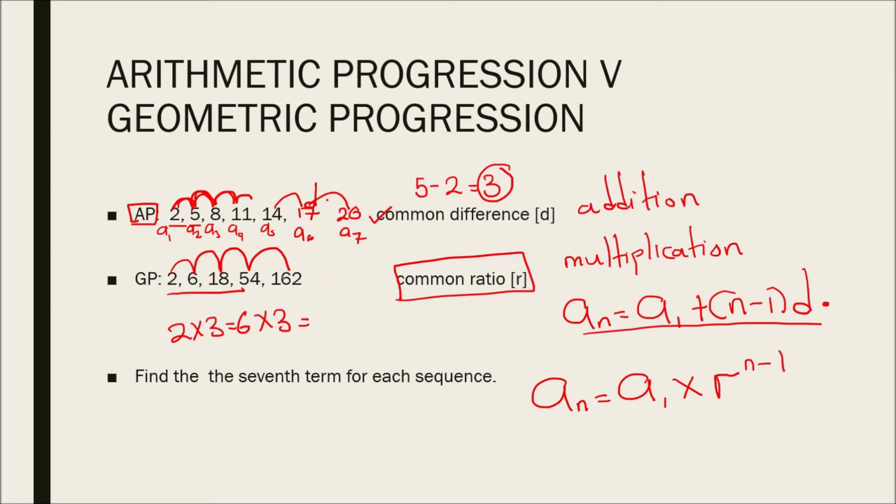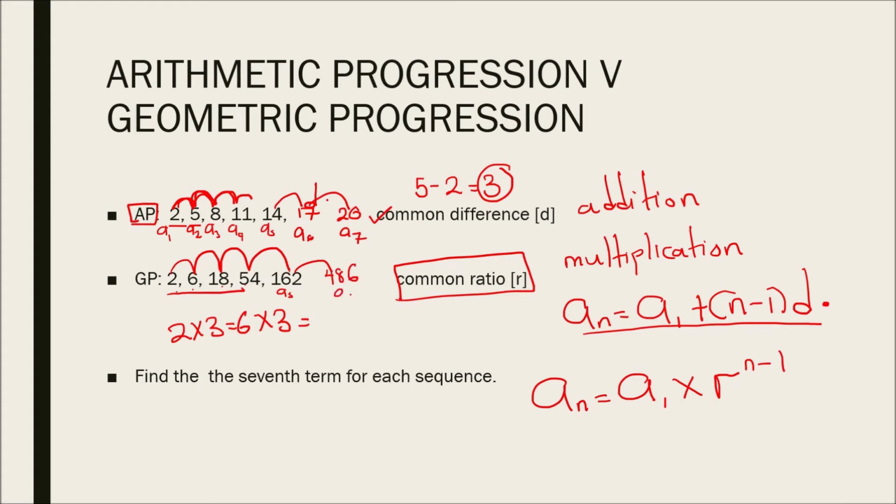Now let's continue with this one. We have a1, a2, a3, a4, a5. Now 162 times 3. What is 162 times 3? It should give me about 486. Okay, 486.